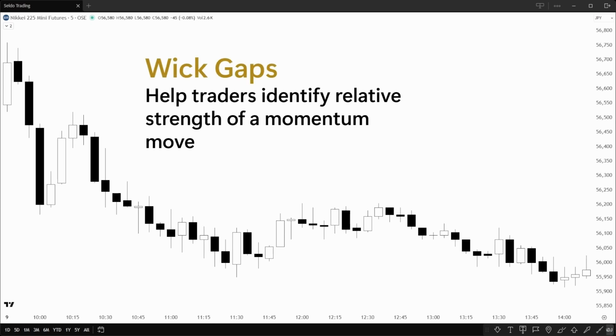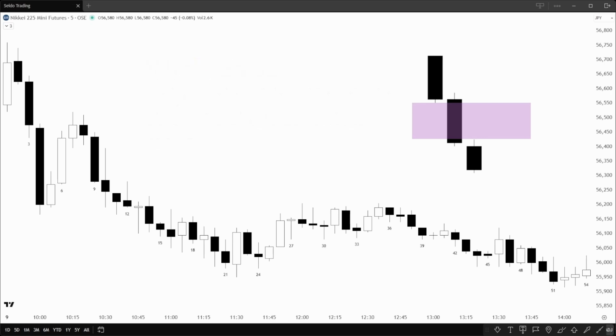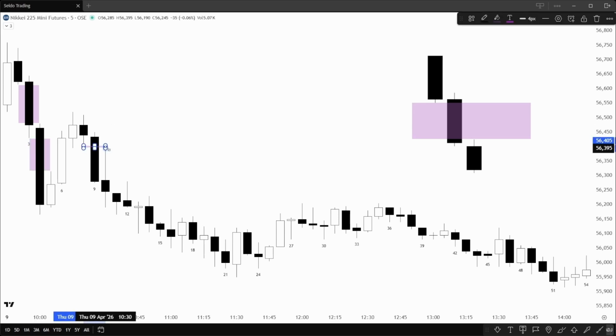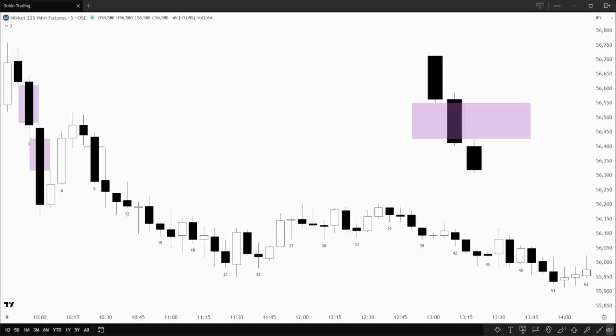Wick gaps require a 3-bar pattern. This is the bear case shown. The low of bar 1 and the high of bar 3 create the gap. There are gaps between bars 2 and 4, 3 and 5, and 8 and 10. Gaps also appear on a larger scale, between swing lows and pullback swing highs.